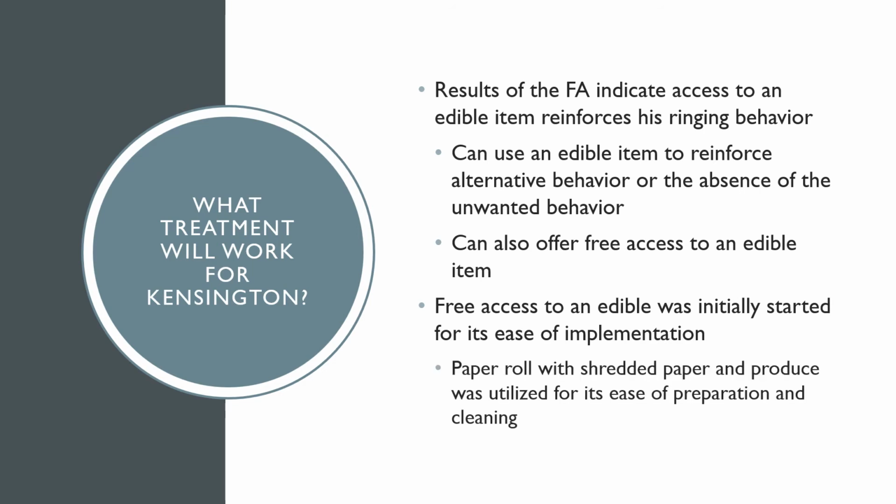We gave him access to a paper roll that contained shredded paper and produce, and we used this for its ease of preparation and cleaning. We then assessed if giving Kensington access to a paper roll will reduce his triangle ringing under controlled conditions.